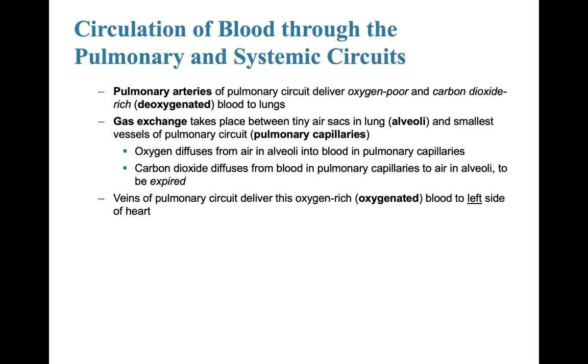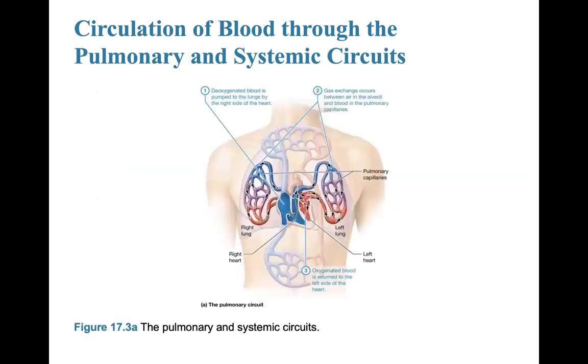Veins of the pulmonary circuit will then deliver this oxygen-rich blood, which we refer to as oxygenated blood, back to the left side of the heart. If we look at this little image, your vena cavae, which are the two great vessels delivering systemic blood back to the heart, are going to deliver the blood into the right atrium here. The blood will then flow, due to pressure, into the right ventricle.